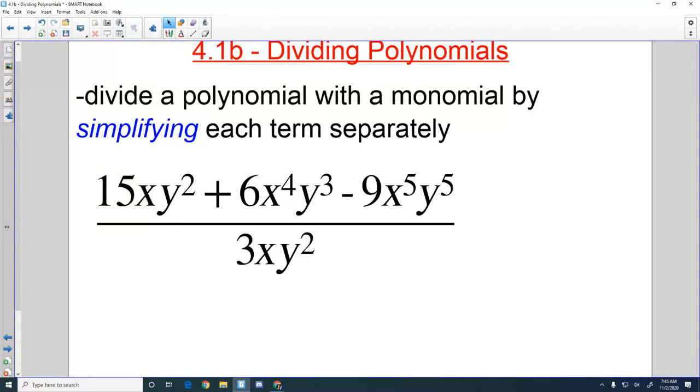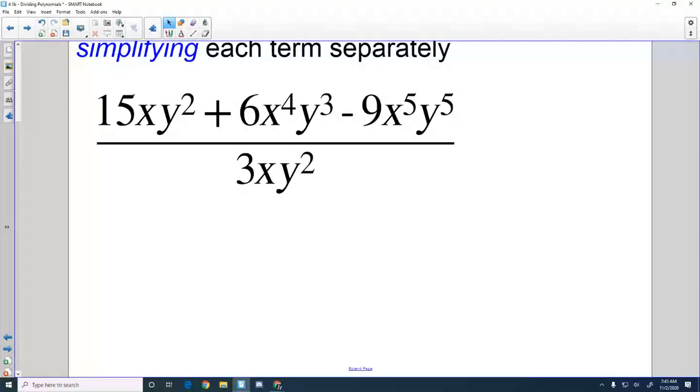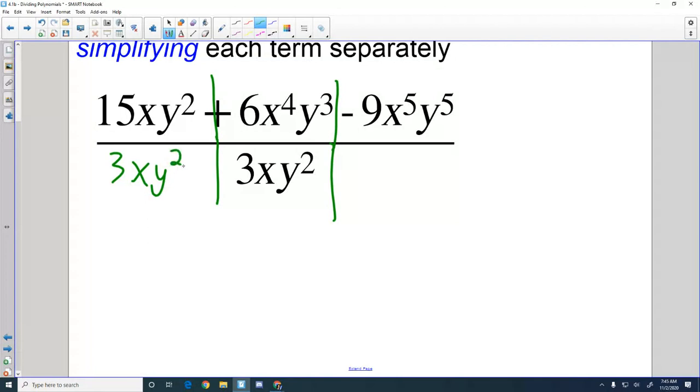So if you notice there's one term on the bottom, essentially you're going to split up the numerator. You divide each term in the numerator by that same denominator and simplify each of those groupings separately. So I'm going to put a 3xy squared on the left, there's already one in the middle, and 3xy squared on the right. It's like I took that one denominator and I'm going to divide each term by that single monomial. From here, all we do is simplify.